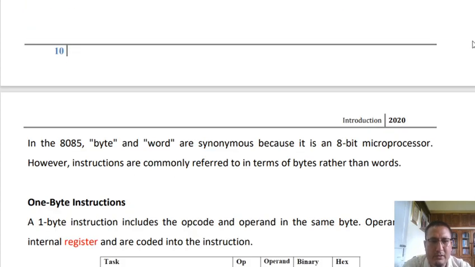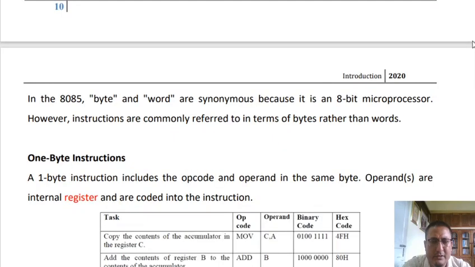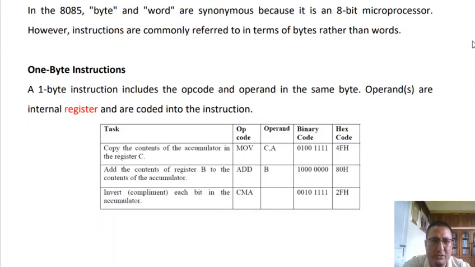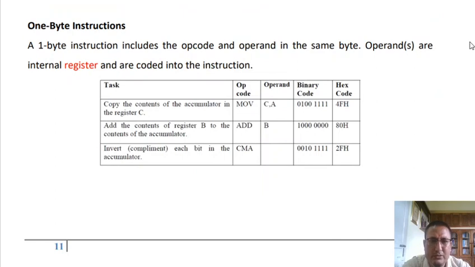Now let us discuss the one-byte instruction. A one-byte instruction includes the opcode and the operand in the same byte. Again, I repeat it: a one-byte instruction includes the opcode and operand in the same byte. The operands are internal registers and are coded into the instruction itself.